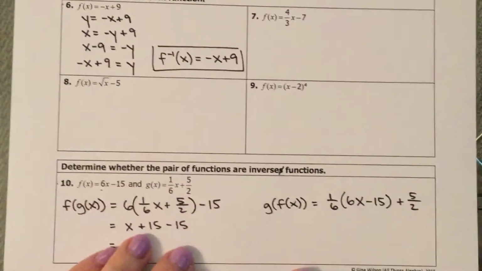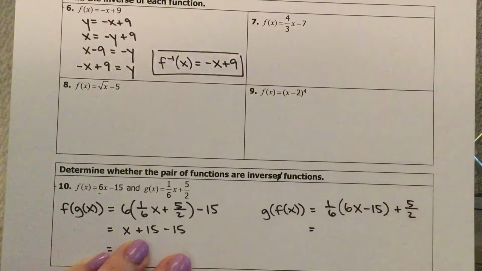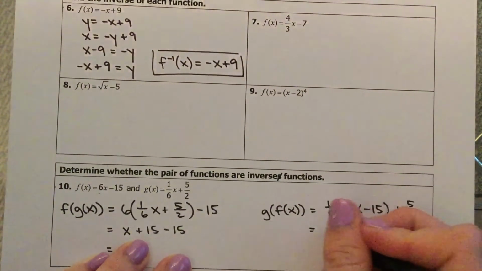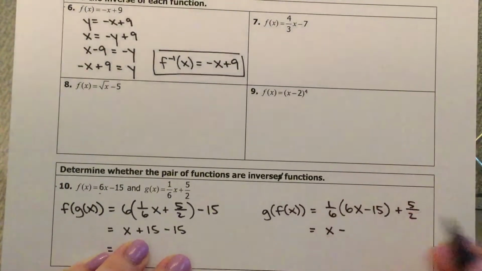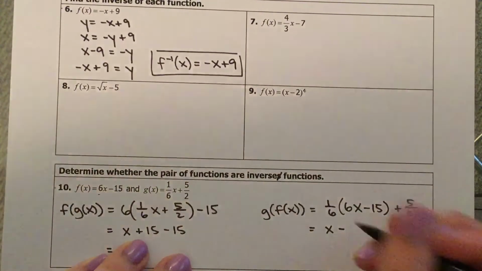Okay, so it looks like that. We'll see if it simplifies up to just an x like the first one did. So here to simplify, distribute the 1/6. So 1/6 times 6x is just an x. Minus 1/6 times 15. That's 15 over 6.